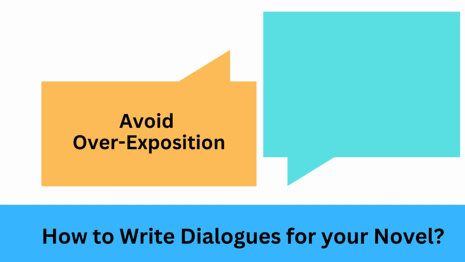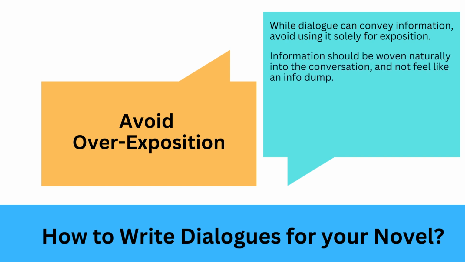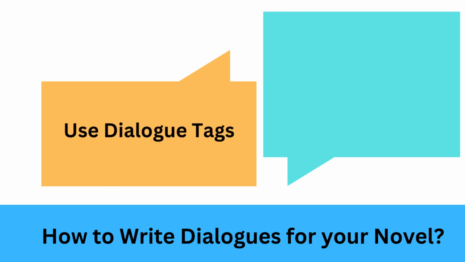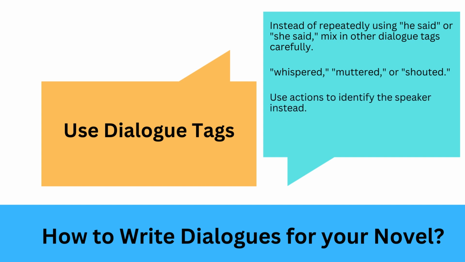Avoid over-exposition. While dialogue can convey information, avoid using it solely for exposition. Information should be woven naturally into the conversation and not feel like an info dump. Use dialogue tags. Instead of repeatedly using he said or she said, mix in other dialogue tags carefully, such as whispered, muttered, or shouted. Better yet, use actions to identify the speaker instead.